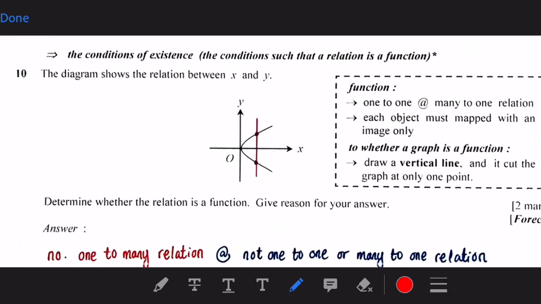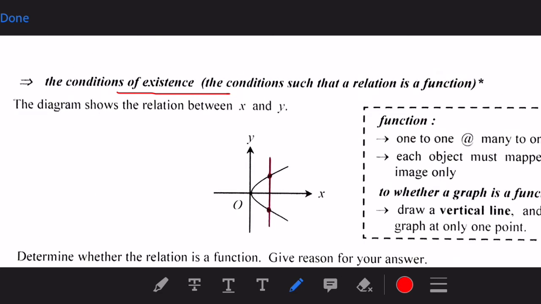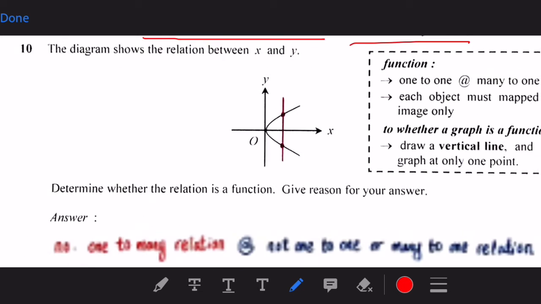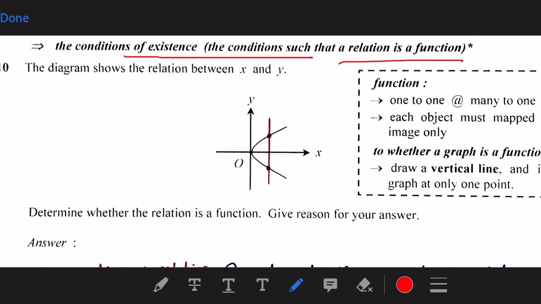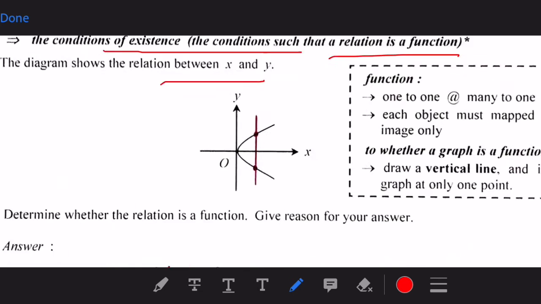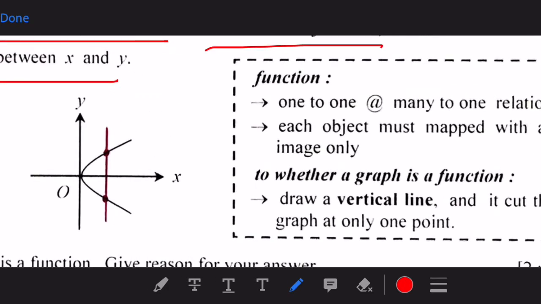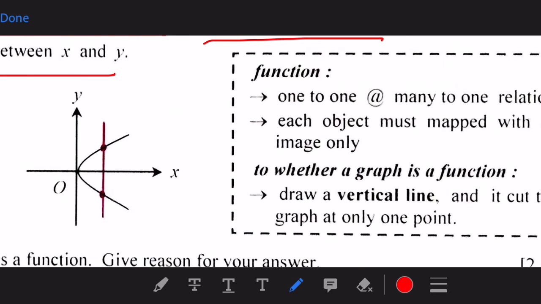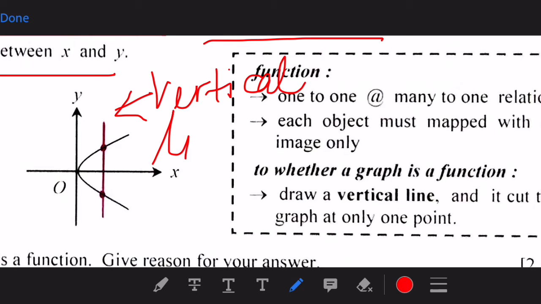Now this one, the condition of existence, the condition such that a relation is a function. This is very important for KSSM. The diagram shows the relation between x and y. If you look at the graph here, this is very important, I just want to highlight to you. You draw a vertical line, this is the vertical line test. So a function, we have one-to-one, we have many-to-one relation.